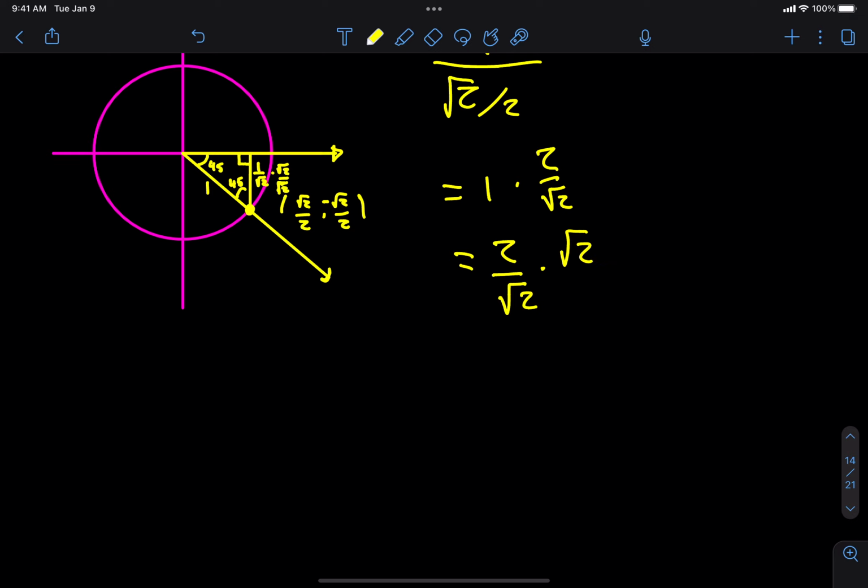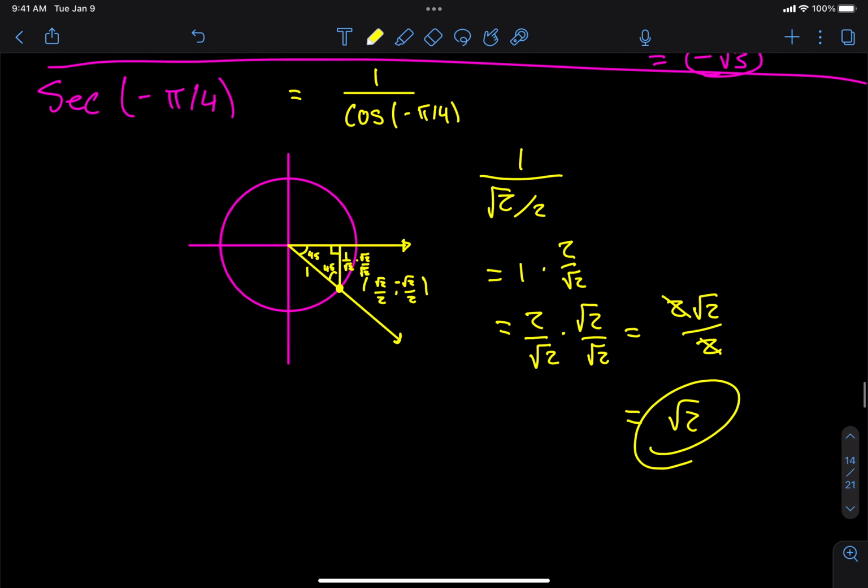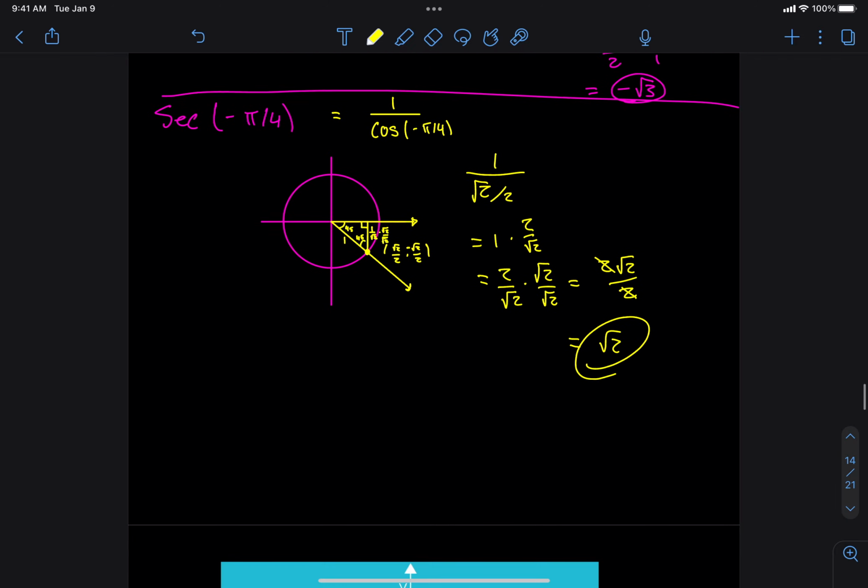Multiply the top and the bottom by the square root of 2. Very good. So I get 2 square root of 2 over 2, and I can cancel the 2's, and I have square root of 2 as my final answer. Okay, any questions on that one?